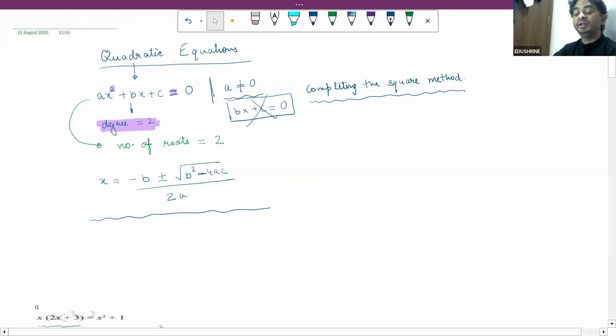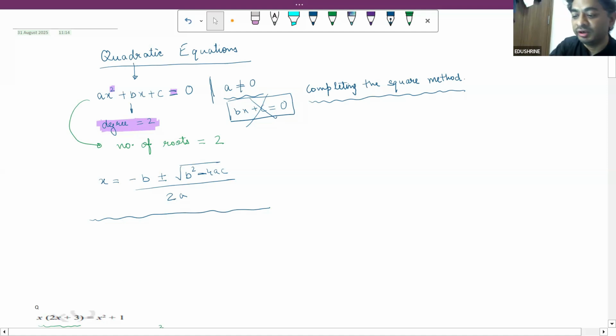Then what do we know? We know that the number of roots depends on the degree. Remember this. This will always be useful for you in higher classes whenever you study mathematics. The number of roots will be 2 whenever the degree is 2. The number of roots will be 3 when the degree is 3. The number of roots will be 4 when the degree is 4. That you have to remember.